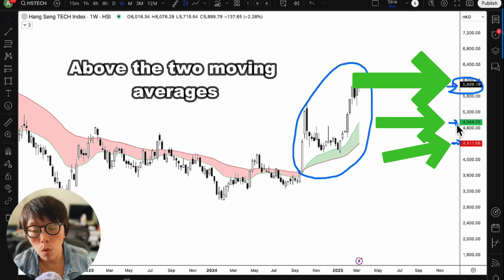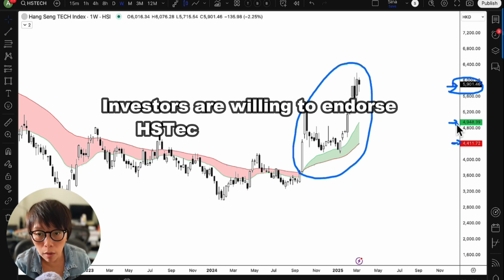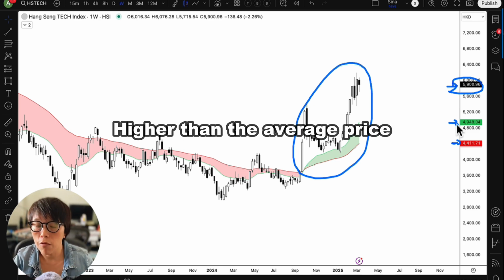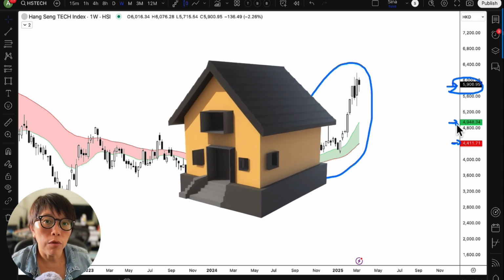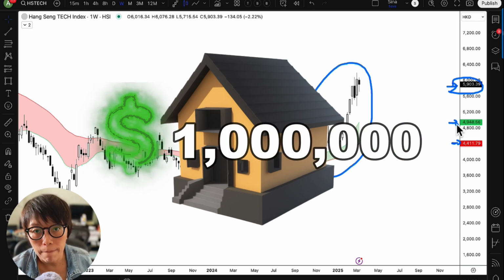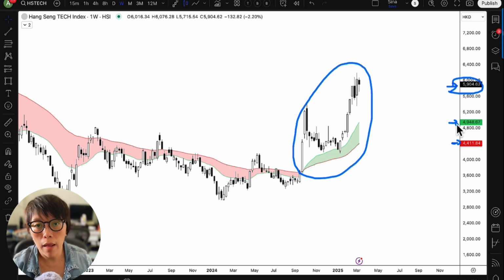Investors no longer want to trade at the average price. This means they are willing to endorse Hang Seng Tech at a higher price, higher than the average price. So it goes like this. For example, if you're looking to buy a house, and you know that the average price of this house over the past 3 years has been hovering at $1 million, then if you get it at $1 million, you are getting a good price because you're buying at the average price.